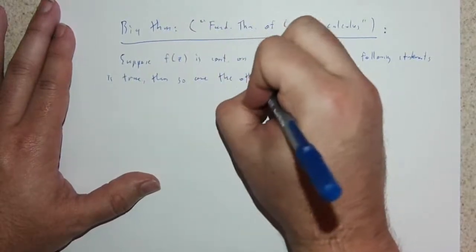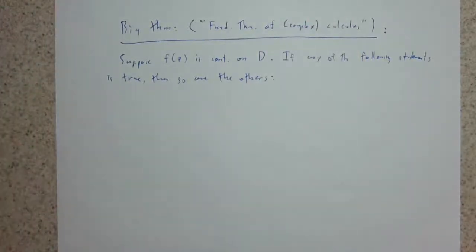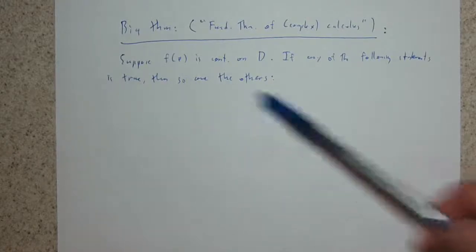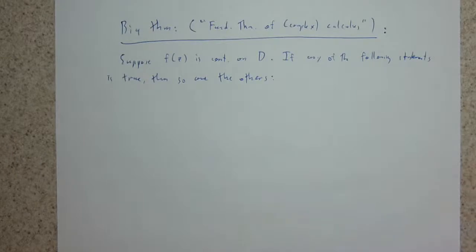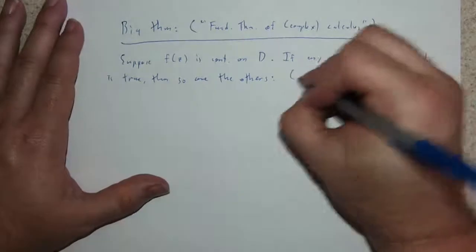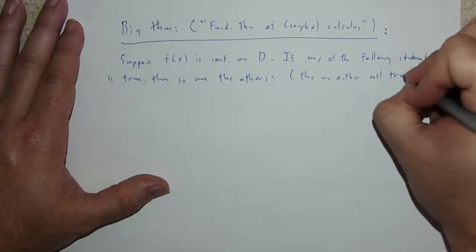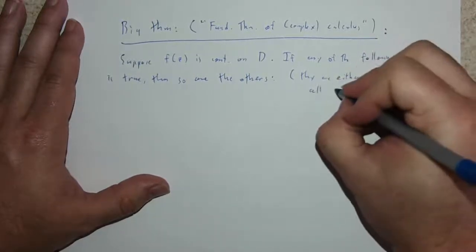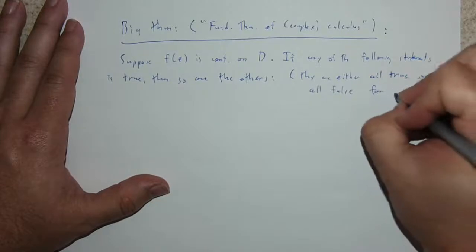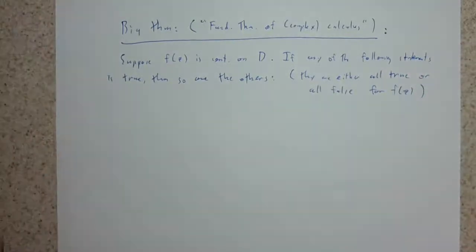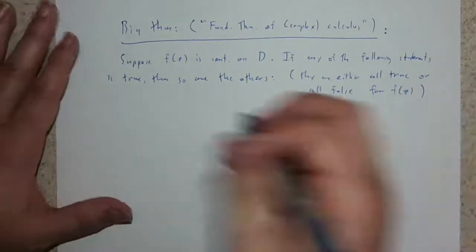So I should note, this does not mean that all of these are true, or some of them are true, for a general continuous function. It means that if any of these conditions are true, then the rest of them are true. So they are either all true or all false for f. These facts are certainly not going to be true for all continuous functions f on a domain. Okay, so here are the conditions.